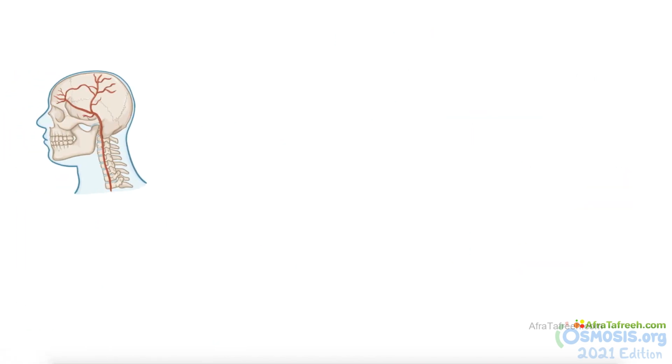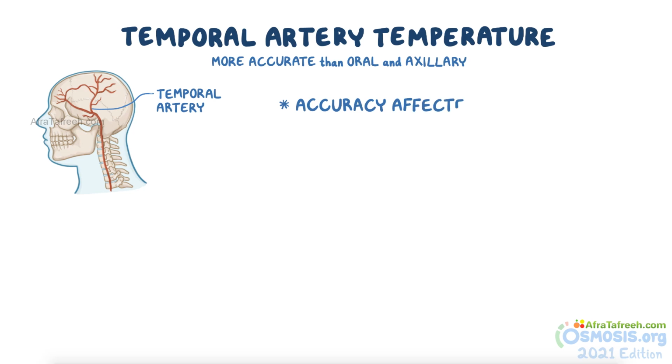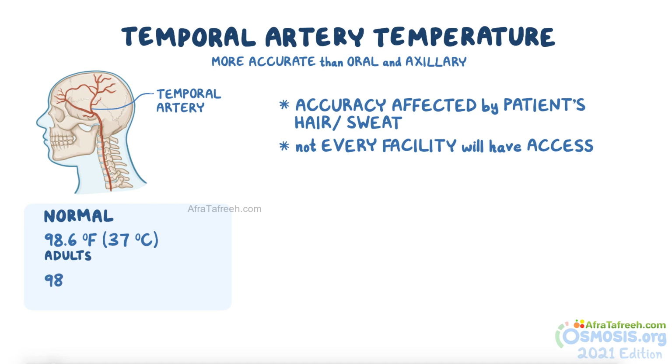Another choice is to take the temporal artery temperature, which is an artery located on the forehead. This method is easy and it's considered more accurate than oral and axillary. However, the accuracy is affected by the patient's hair and sweat on the skin, and not every facility will have access to a temporal artery thermometer. A normal temporal artery temperature is 98.6 degrees Fahrenheit or 37 degrees Celsius for adults, and 98 to 100 degrees Fahrenheit or 37 to 38 degrees Celsius for children.